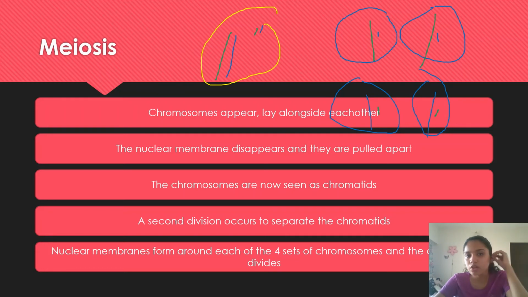Okay. So your chromosomes appear, they lie alongside each other, the nuclear membrane disappears and the chromosomes are pulled apart. The chromosomes are then seen as chromatids, which means they divide into two. And then a second division takes place to divide and separate the chromatids from each other. And the nuclear membrane forms around each of the new chromosomes. The cytoplasm divides and you have 4 daughter cells that are produced.